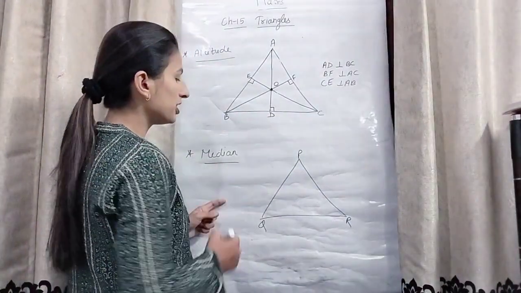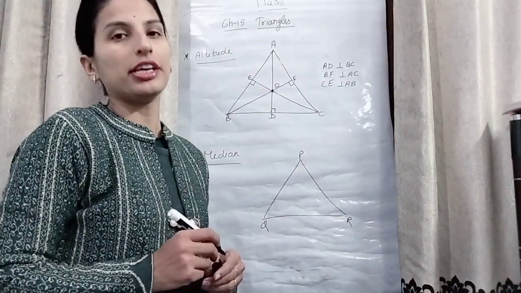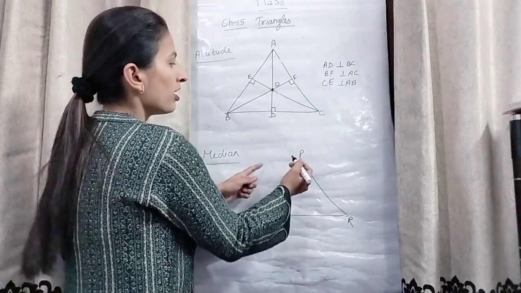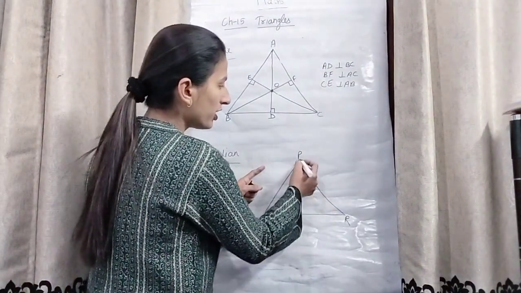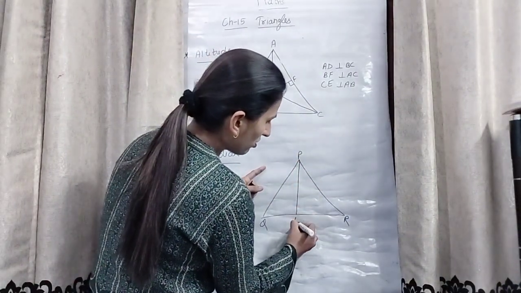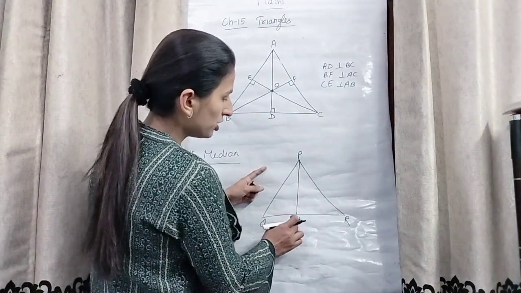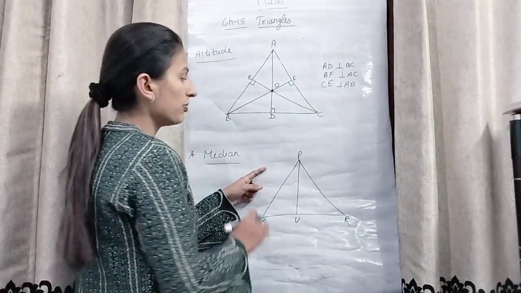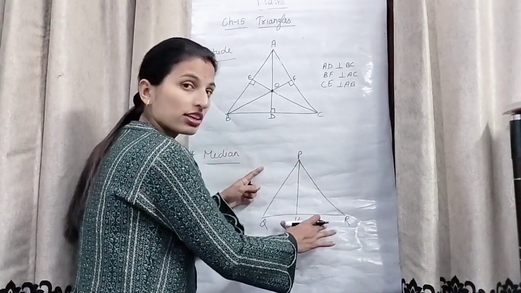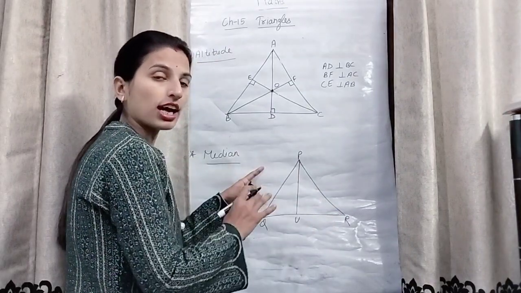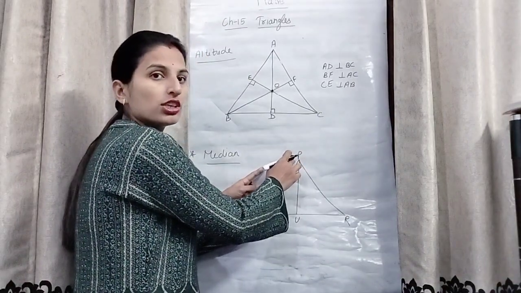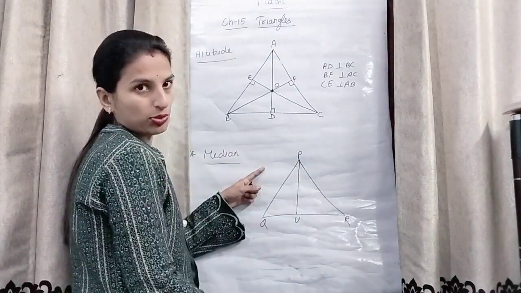Now we are talking about the median. In any triangle there are three medians also, and median comes from the word midpoint. From every vertex of the triangle we can draw a line like PU such that U is the midpoint of QR. It means a median is a line drawn from the vertex of a triangle that bisects the opposite side. Bisect means the side will be divided into two equal parts. So a median is a line which joins the vertex and the midpoint of the opposite side.